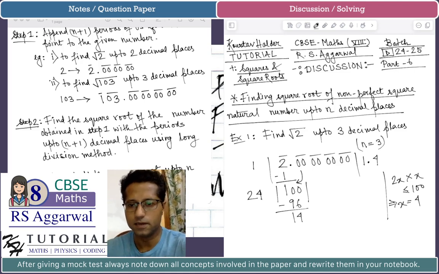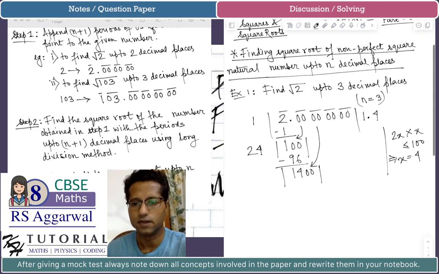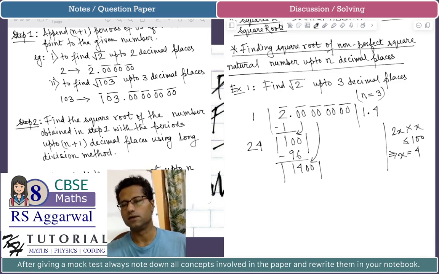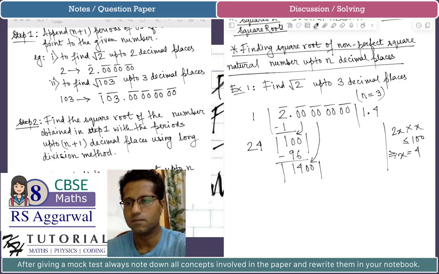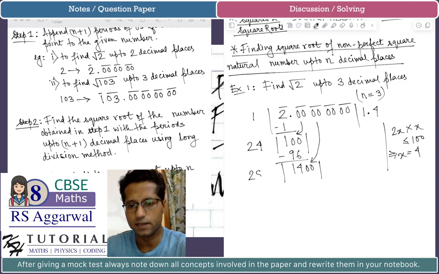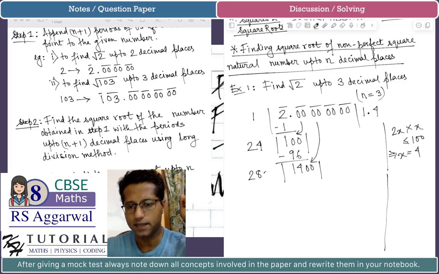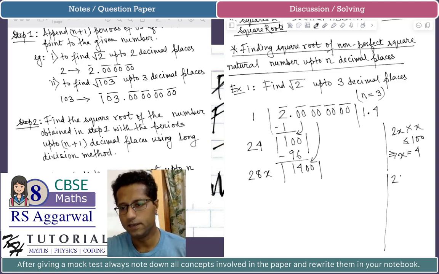Now we bring the next period, which is also 00, and the next dividend becomes 400. The next partial divisor will be whatever the quotient is, ignoring the decimal point, which is 14, multiplied by 2, that is 28. Now again we have to find the digit x so that 28x multiplied by x is less than or equal to 1400. What will x be?